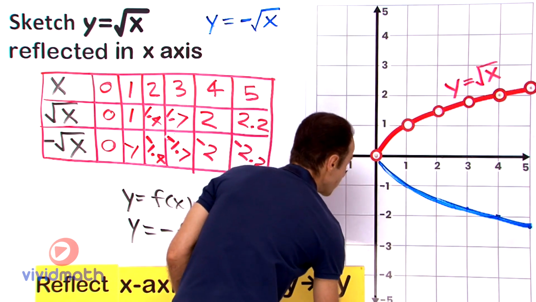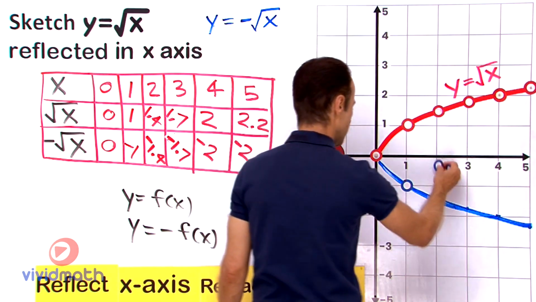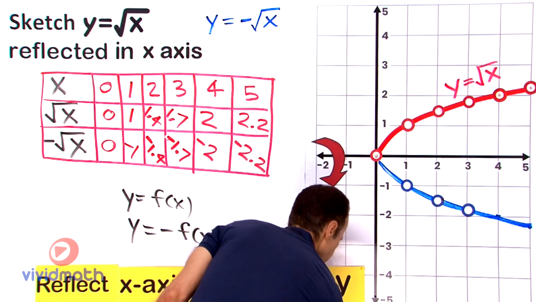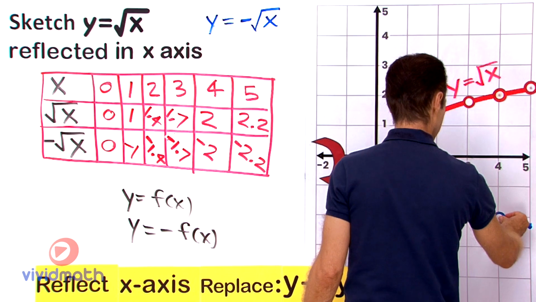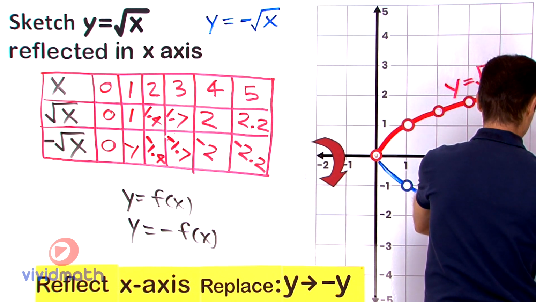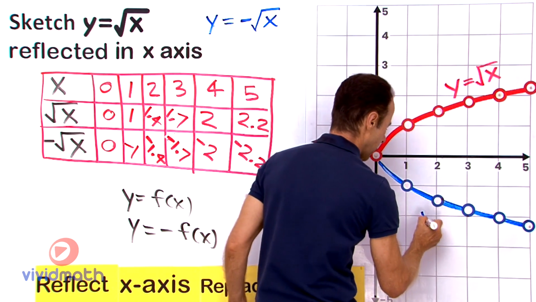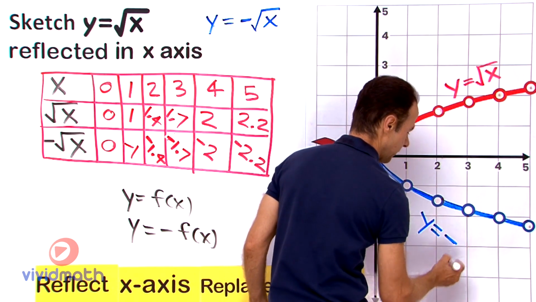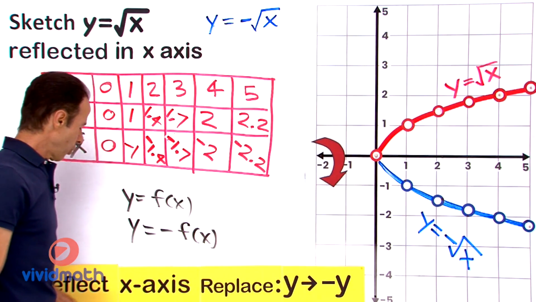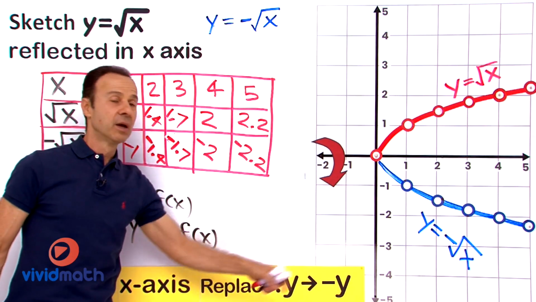Let me just confirm the points. 1, negative 1. We have 2, negative 1.4, 3, negative 1.7, and we have 4, negative 2, and finally 5, negative 2.2 right there. So there's our mirror image. That's y is equal to negative the square root of x. And again, when you want to reflect about the x-axis, as we have now, all you have to do is replace y for negative y.